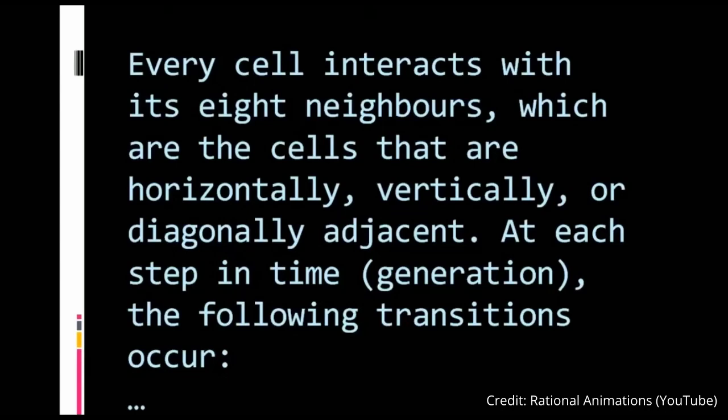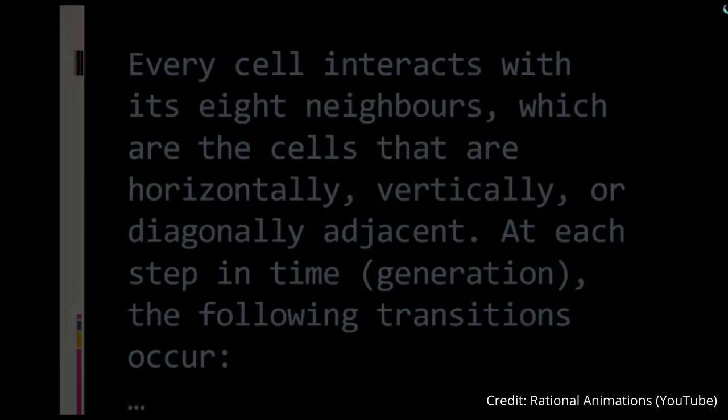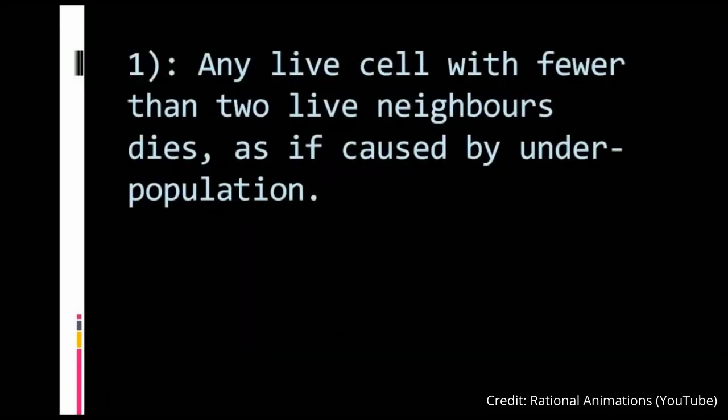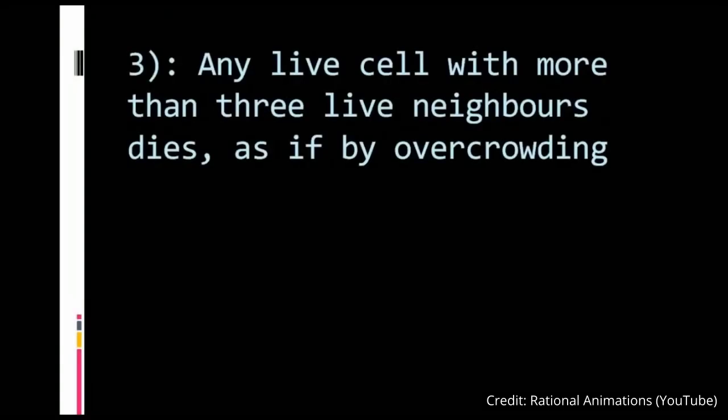At each step in time, the following transitions occur. Those transitions are the rules. So rule number 1. If a cell is alive and less than 2 of its neighbors are alive, it dies of loneliness. Rule number 2. If a cell is alive and more than 3 of its neighbors are alive, it dies of overcrowding. So anytime it dies, it changes states to the other color.